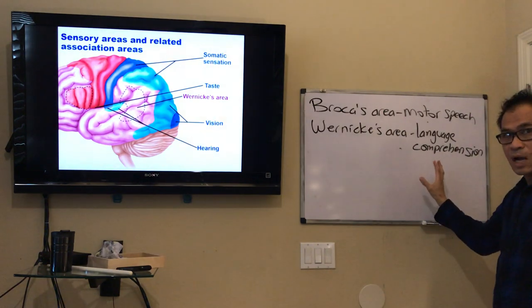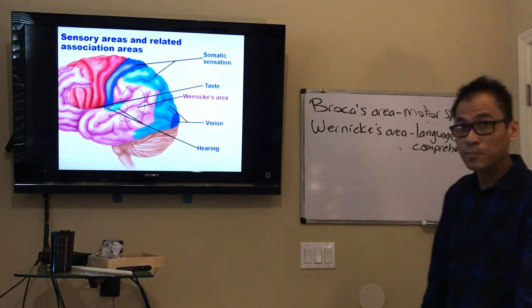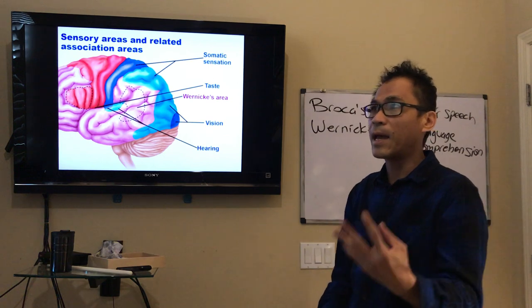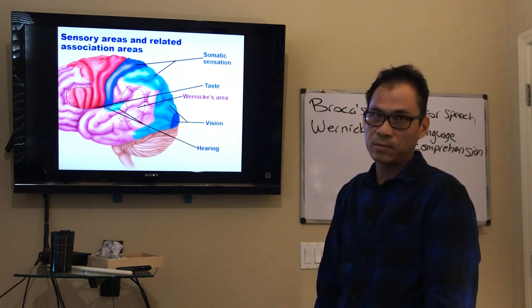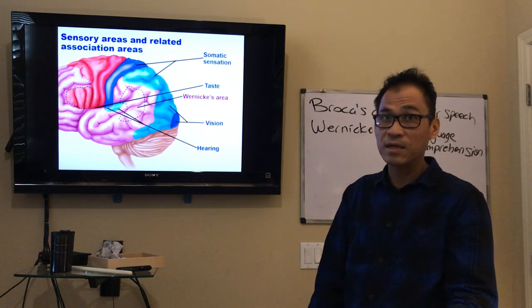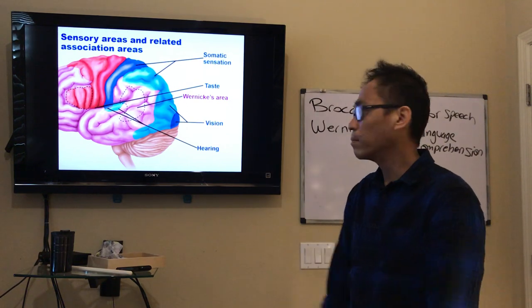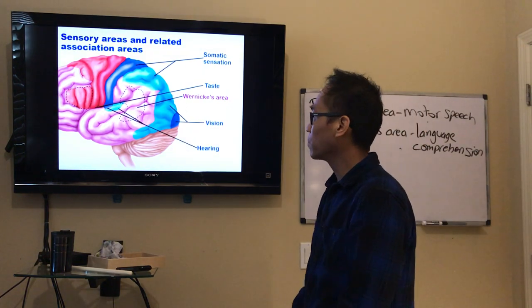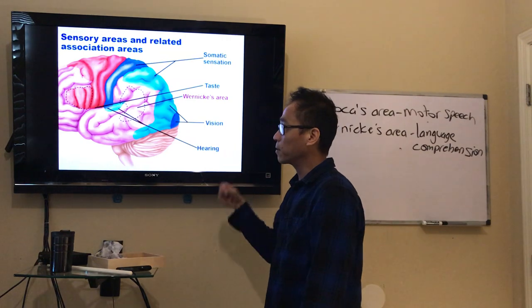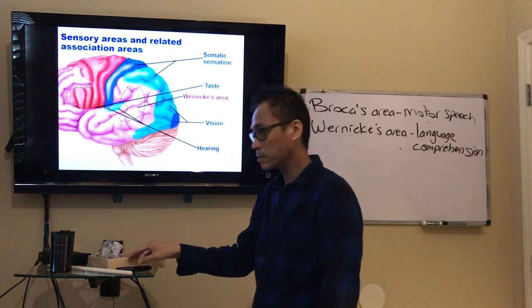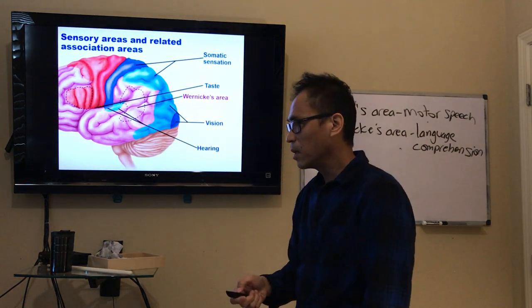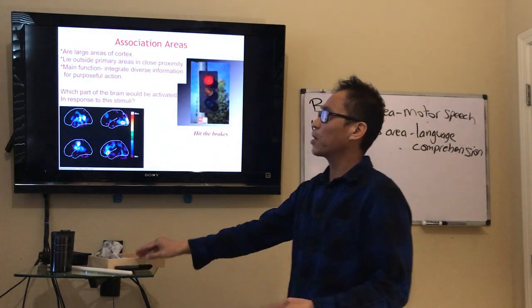That's language comprehension. Language is important for humans. We use language unlike any other animal, okay? So that kind of distinguishes us from lesser animals, I guess. Now, I already talked about vision and hearing. Well, let's move on. This next slide shows you what is meant by association areas.